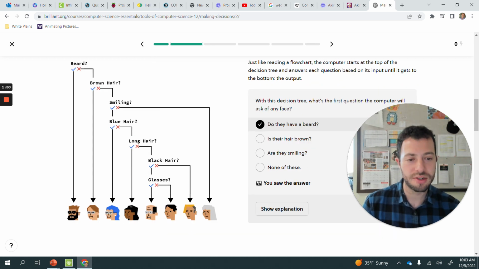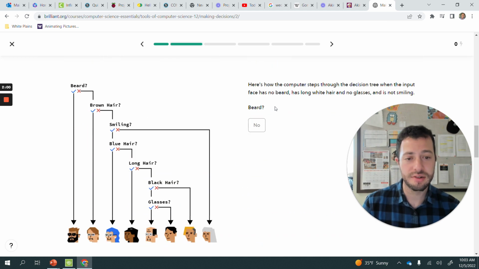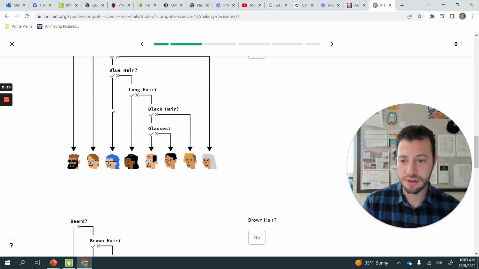So with this decision tree, what's the first question the computer will ask of any face? According to this one, does it have a beard? Yes or no? So that would be the first question that it's going to ask. Here's how the computer steps through the decision tree when the input face has no beard, has long white hair, and no glasses, and is not smiling. So first it says, okay, does it have a beard? No. Let's move on to the next step.